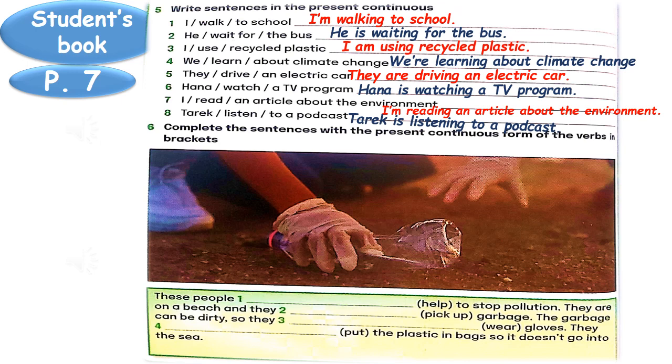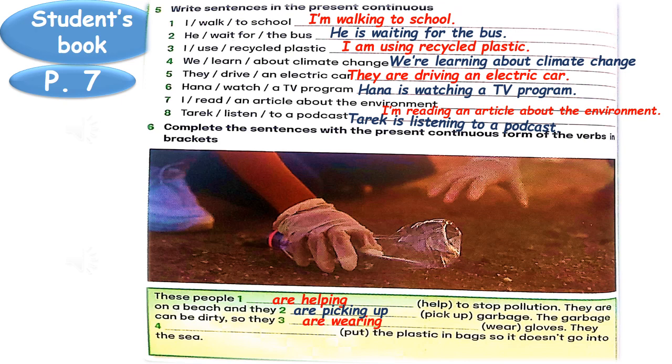In this question, we need to turn the verbs between brackets into present continuous tense. So these people take are. Yes, so I say these people are helping to stop pollution. They are on a beach and they are picking up garbage. The garbage can be dirty. So they are wearing, yes, they are wearing gloves.